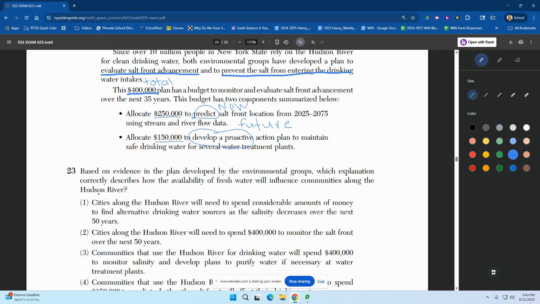Okay, so my first one says, cities along the Hudson River will need to spend considerable amounts of money to find alternative drinking water sources as the salinity decreases over the next 50 years. Okay, so I would think that this stands out here. If salinity was decreasing, then that would be on the positive side, because we want water that does not have a high salinity to drink. So I don't think at this time that stands out as the best answer, but I'm going to leave that there, and then I'm going to keep going to see if I can find a better answer that's given.